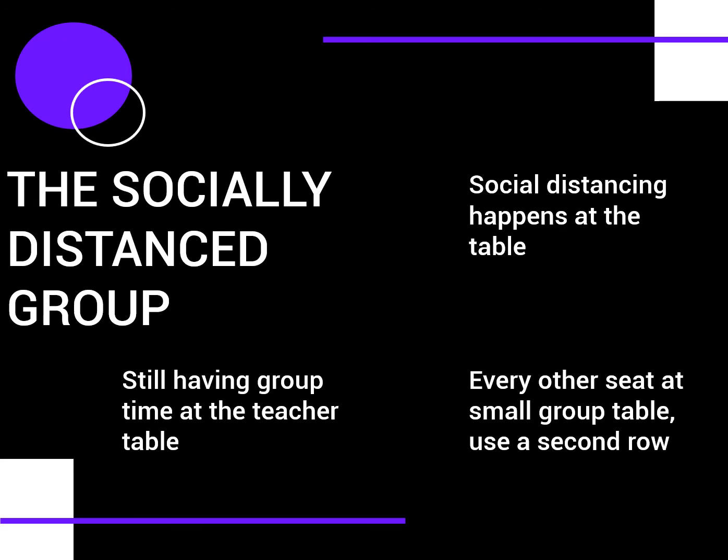Okay, let's jump in with approach number 1, the socially distanced group. With this approach, you are still having small group at your kidney or group table. The difference, however, is that you are letting social distancing happen at that table. Some ways to do this are to seat students every other seat at the table and to possibly create a second row of chairs behind the first row. This will, of course, depend on the amount of space you have. Students who sit in your second row would need something sturdy to write on if they're not at a desk. You could use a whiteboard or a notebook.